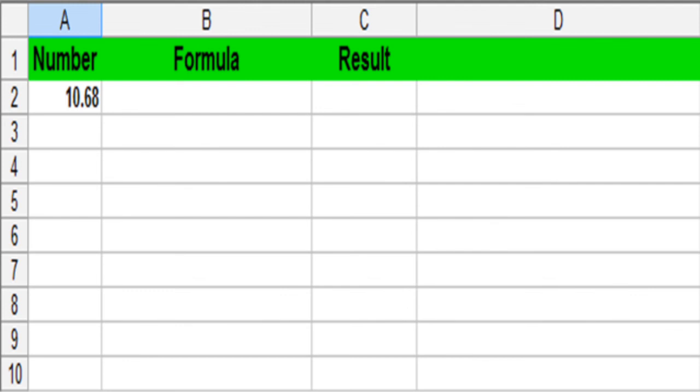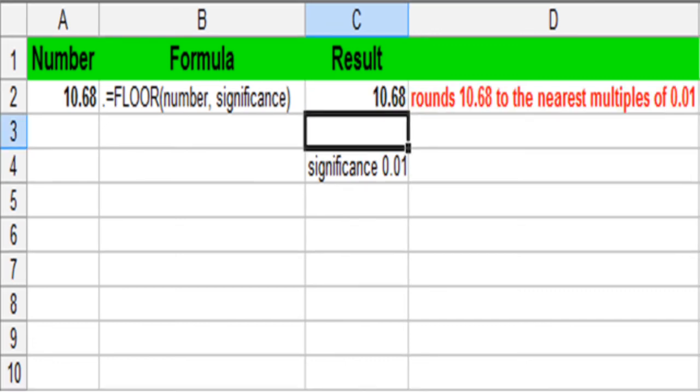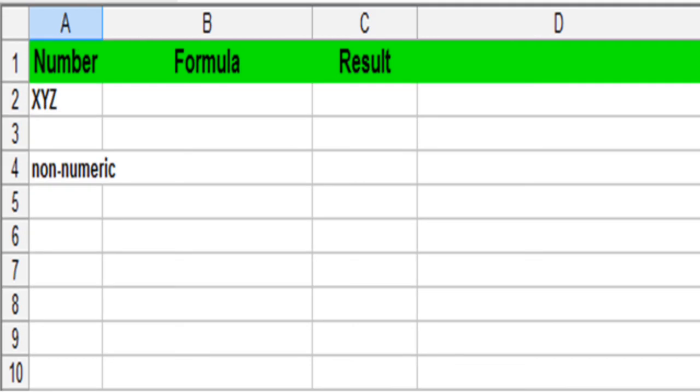Number 10.68. Significance 0.01. Formula: equals FLOOR(A2, 0.01). Press enter. Rounds 10.68 to the nearest multiple of 0.01. Result 10.68. Number XYZ, a non-numeric value.